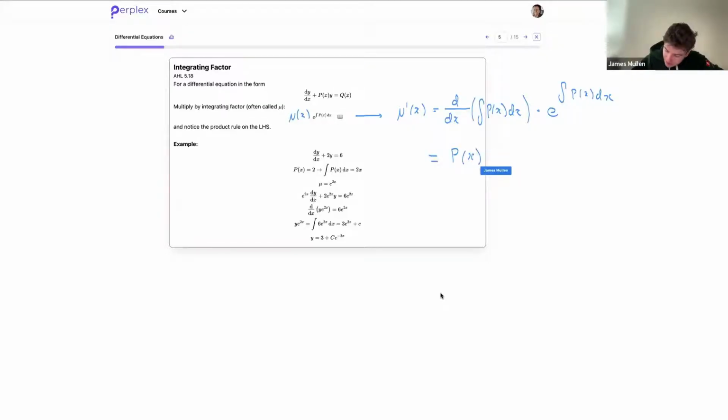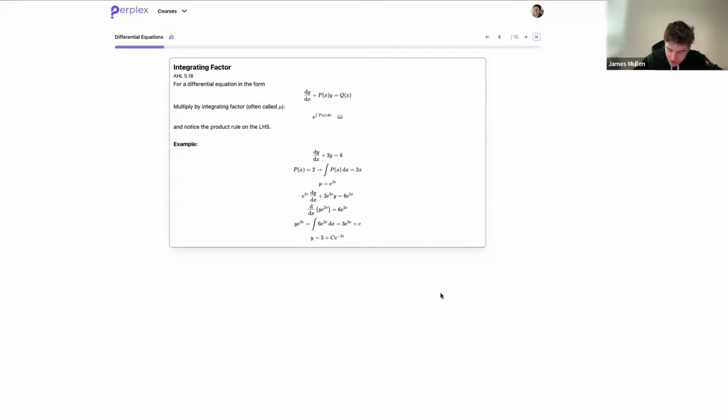Okay, so this becomes p of x e to the integral of p of x dx. And so the idea here is that we're going to identify a term when I multiply through by this. It's going to line up with the p of x such that this whole term becomes the derivative of a product. And we'll see that in a second.